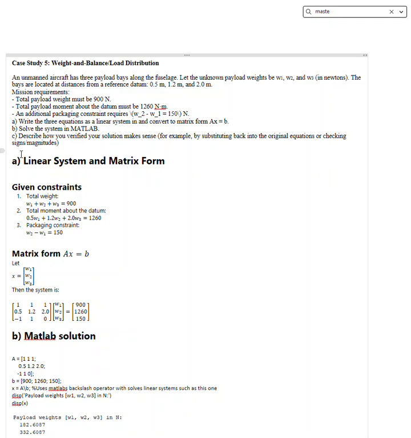Going into part A asks me to write these rules in a linear system and then convert them to a matrix form. So these equations are straightforward. The total weight, as is detailed here, the total moment is detailed by this equation, and the packaging constraint was previously relayed. I can place the coefficients into matrix A and then the unknowns into vector X, and this will create the compact form of AX equals B, as shown here.